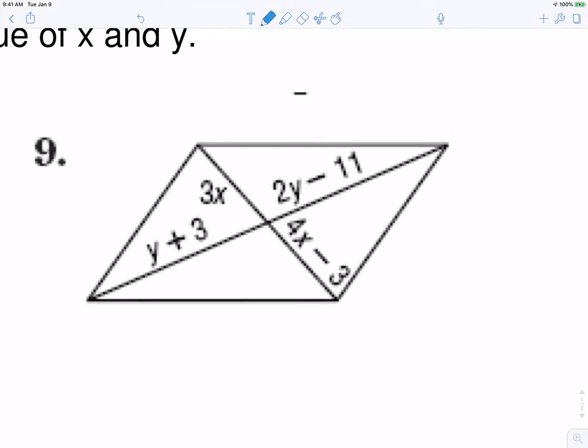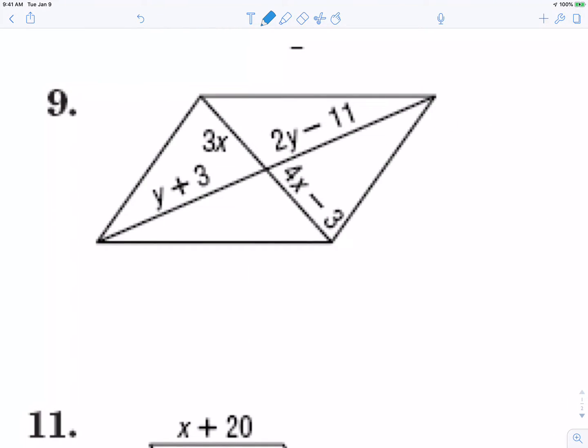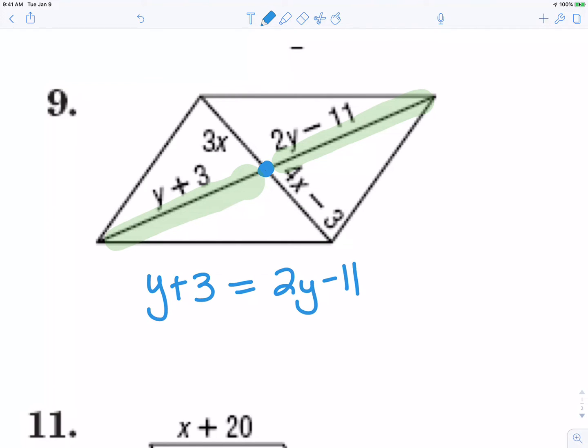Number 9. Diagonals bisect each other, so this is the midpoint of each diagonal. So y plus 3 is the same length as 2y minus 11. So you can set those equal to each other. Y plus 3 equals 2y minus 11. Subtract y from both sides, add 11 to both sides, and 14 equals y.